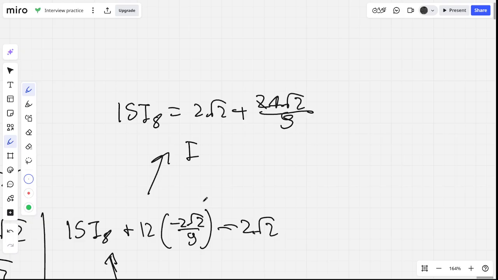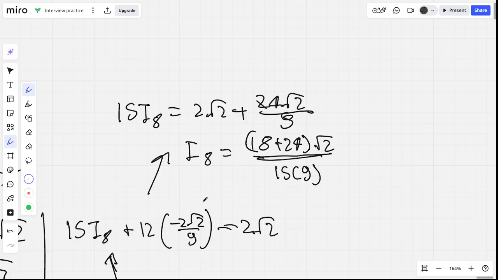So I8 is equal to 18 plus 24 root 2 over, it's not letting me write, 15 times 9, which is equal to 18 plus 24 is 42 root 2 over 15 times 9.